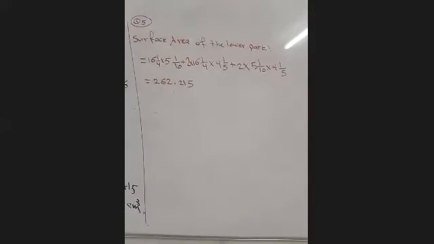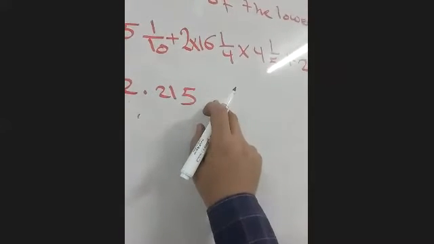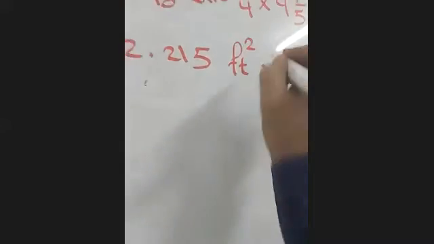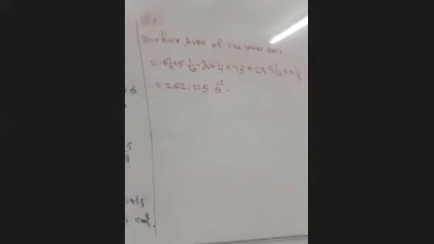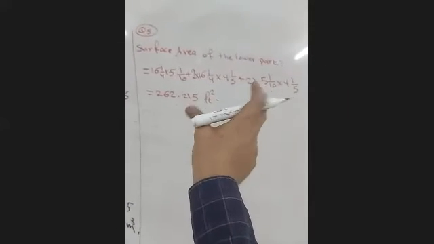The answer for the lower part is 262.215. What's the units? Feet. FT. Feet to the power 2, because we are finding area. This is the surface area, guys, for the lower part.